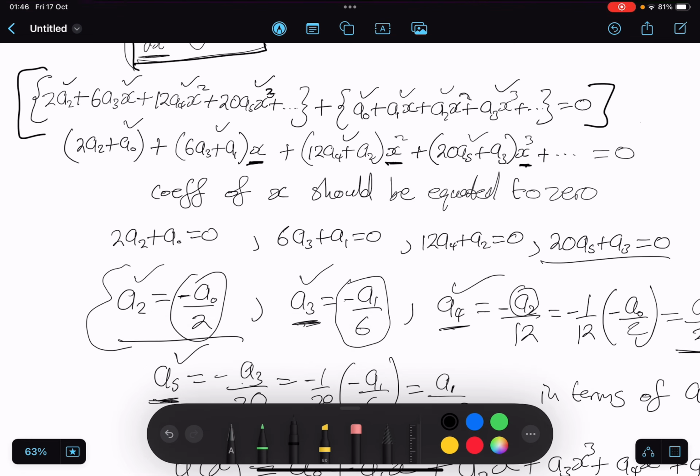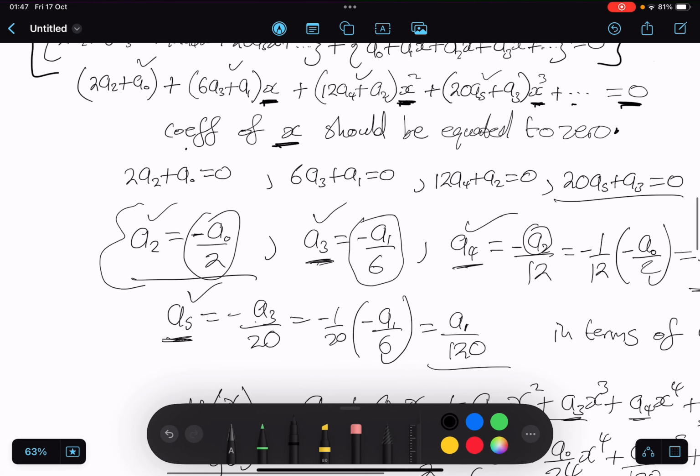And then in order for this equation to be true, we made an argument that the coefficients of all values of x should be equated to 0. So the coefficient of x is 0, the coefficient of x squared is 0, the coefficient of x to the power 3 is 0, the coefficient of x to the power 4, etc. is 0, right? So if you add those 0 terms, we're going to get 0. Which means this is equal to 0, this is equal to 0, this is equal to 0, and this is equal to 0.